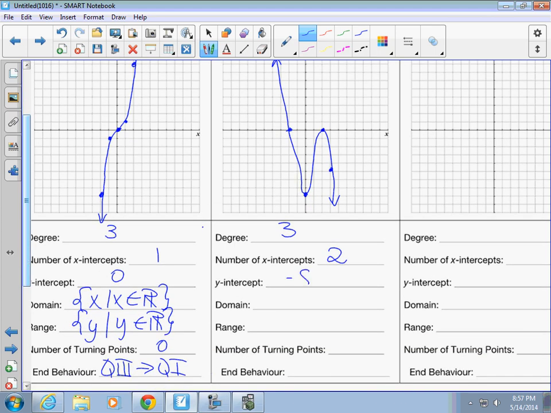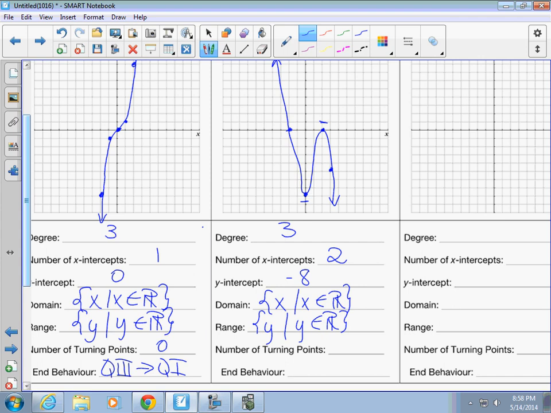Y-intercept was at -8. My domain, again, I could go as far as I want on the x's. My range, however, my graph goes up forever, and it goes down forever. So even though I have these two turning points here and here, my graph still keeps going. So it's also all real numbers.